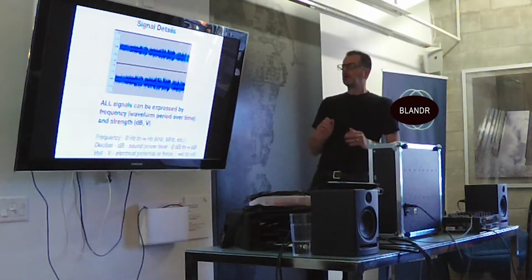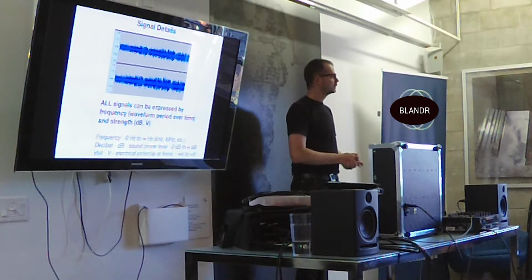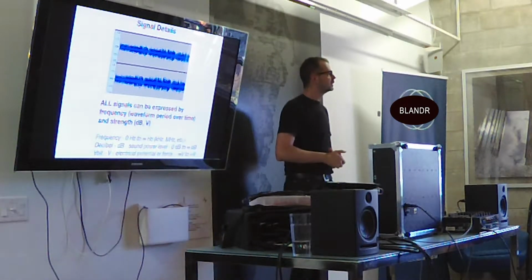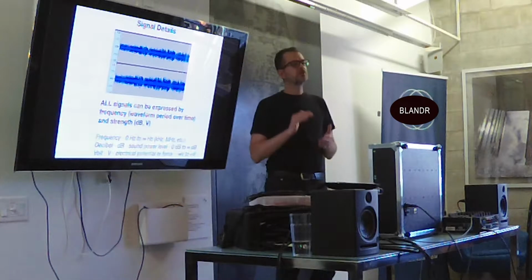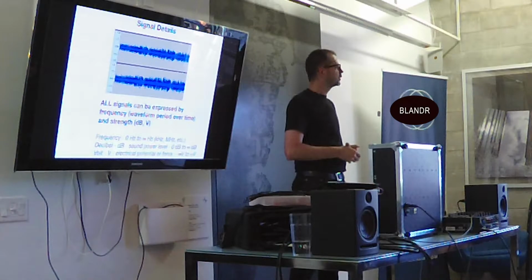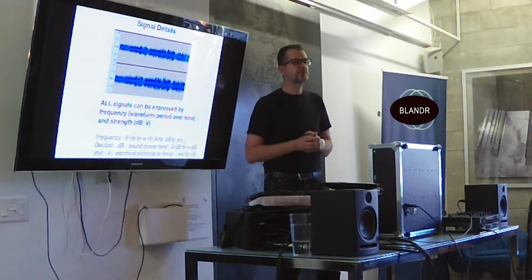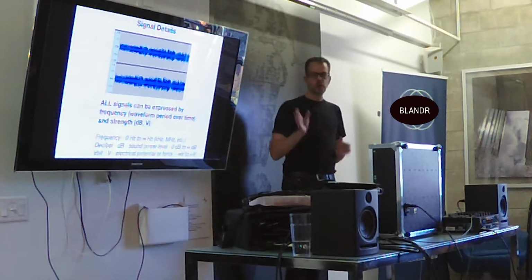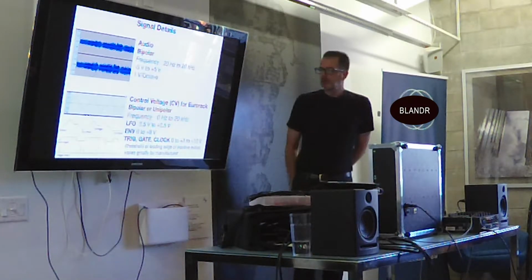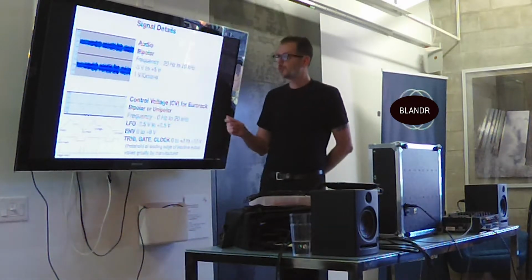So signals can be expressed as frequency over time and amplitude. And control voltage is generally very, very low frequency audio signals that have a rather low voltage. They're inaudible most of the time. You can use audio rate signals to control things, but for the most part we're dealing with very, very low frequency inaudible signals, which is why it's so important to have a DC coupled audio interface.